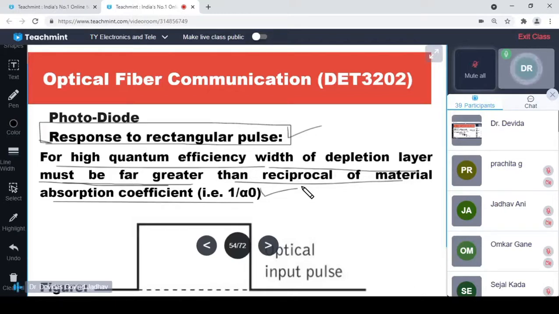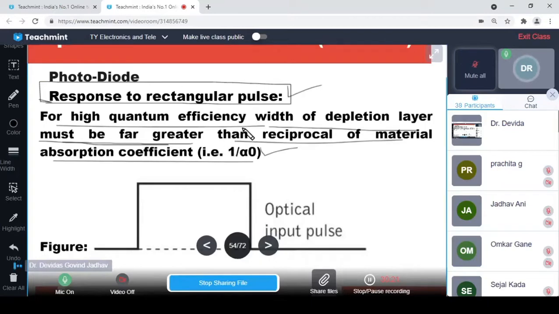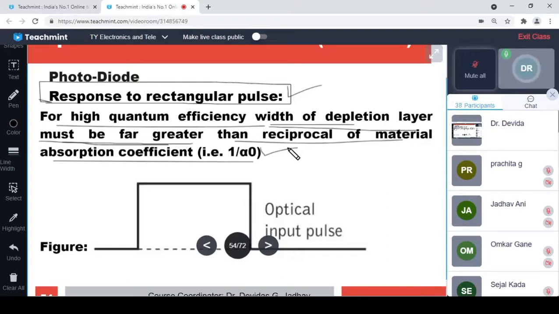So the absorption coefficient is considered for deciding the width of the depletion region, and as compared to the absorption coefficient, the width should be very, very long. If you compare W and 1 upon alpha, W should be very, very high compared to 1 upon alpha to have less effect of the absorption coefficient.